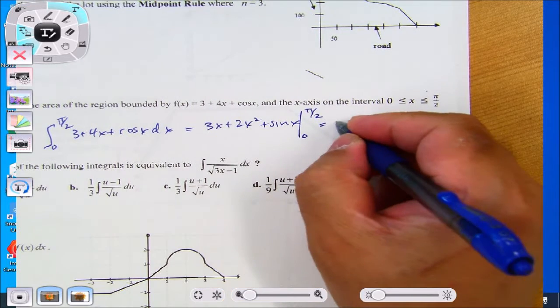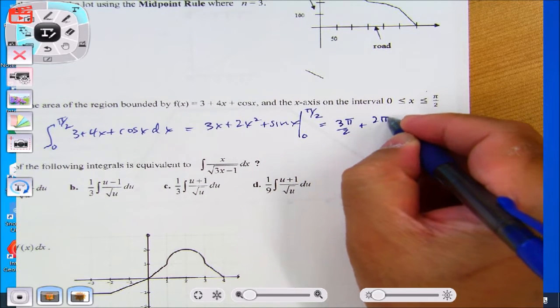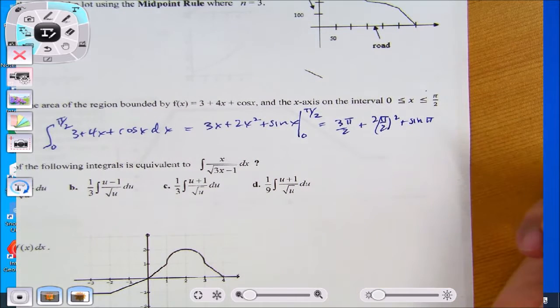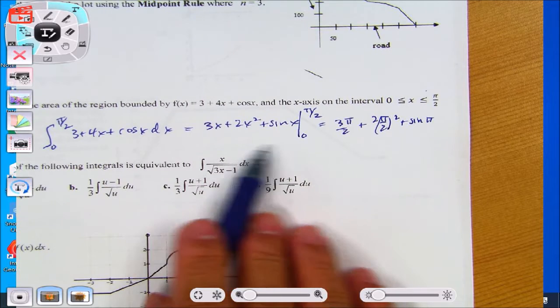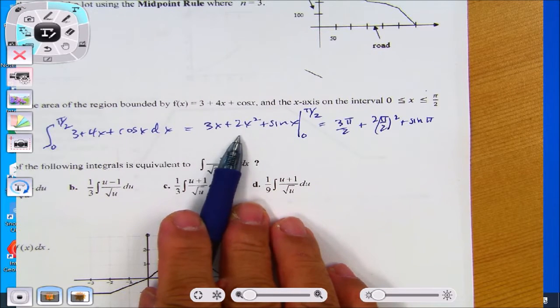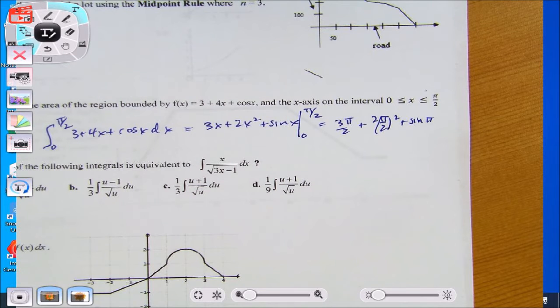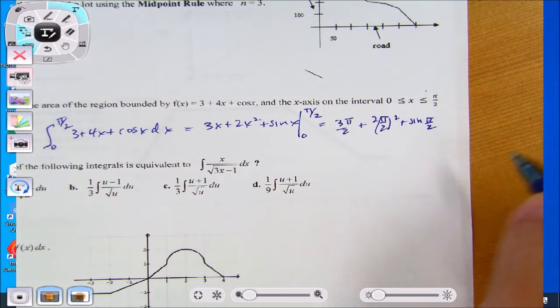So I get 3 pi over 2 plus 2 times pi over 2 squared plus the sine of pi over 2, minus, if you plug in 0, everything is 0, right? Yep. 3 times 0 is 0, 2 times 0 is 0, sine of 0 is 0. What's sine of pi over 2? Sine of pi over 2 is 1. Sorry, thank you. So that's 1.